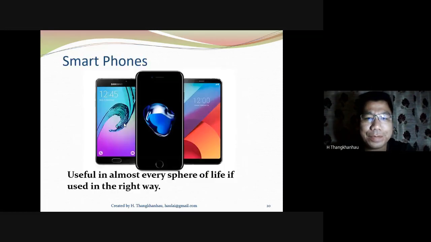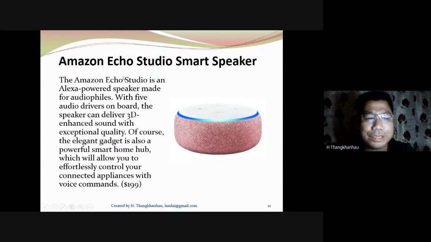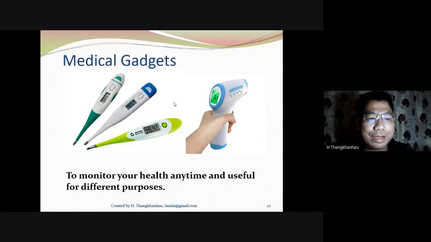And another one, smartphone, I think I don't need to speak about it. And Amazon Echo, I hope most of you know about Amazon Echo. It is a voice control device. You can do many things using Amazon Echo. And medical gadgets like checking the temperature, which is very common because of this COVID pandemic. And this is the old kind of thermometer, again, to monitor your health.